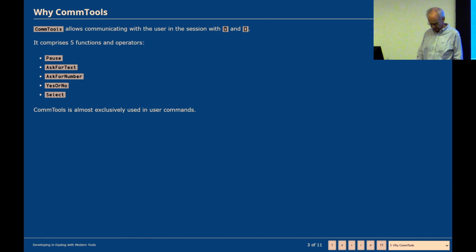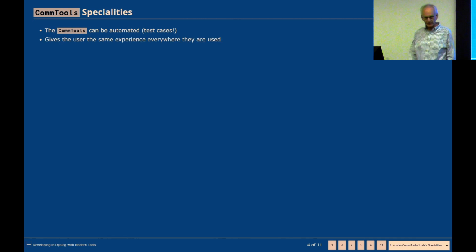The project is used almost exclusively in user commands. It has a couple of advantages, the, for me, most important one being that it can be automated, meaning that you can call the function without a user sitting in front of the monitor. So in test cases, it would pass. Of course, it's good to have such a tool in order to provide the same user interface in user commands everywhere. So using it consistently has advantages.